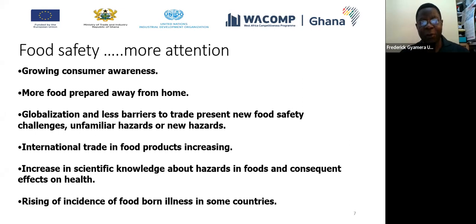And then also we're talking about the increase in scientific knowledge, just like what we started yesterday, the hazards in food and the consumer effect. There's one thing I want to mention. Some of them, especially the toxins, your cooking cannot take away the toxin. Quick to mention aflatoxin, ochratoxin.